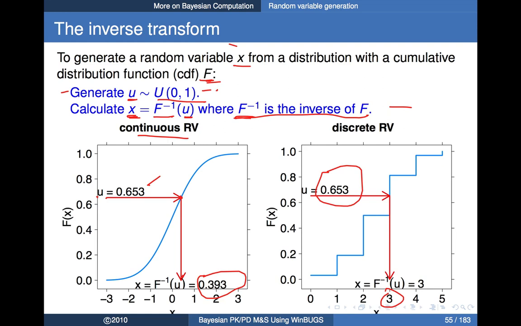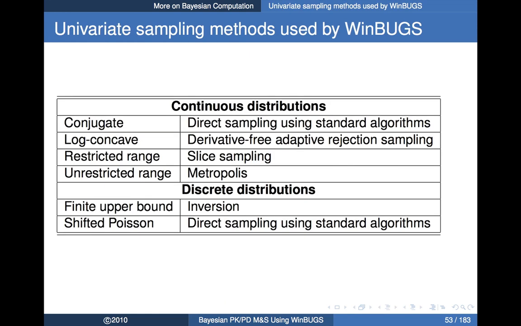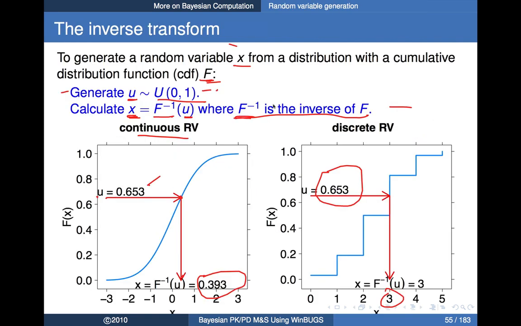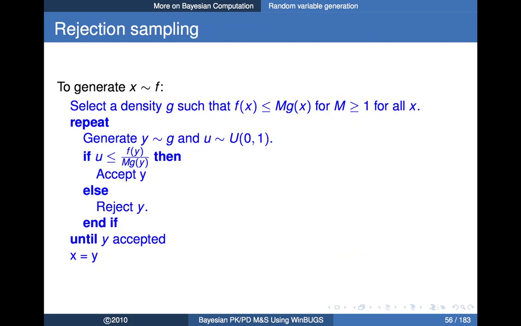So that's one of the more common types of ways that we would deal with the problem. And recall back up here when I mentioned this idea that for discrete distributions within WinBUGS, the first choice, if it's got a finite upper bound, would be to do inversion. And when I said inversion, I meant exactly the process I described here. Okay, so that's one of our easiest ones.